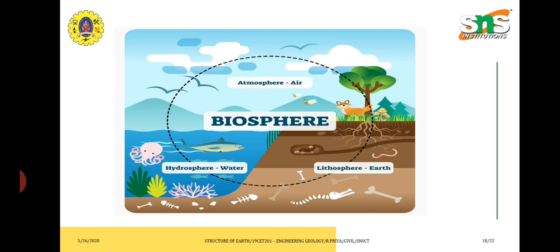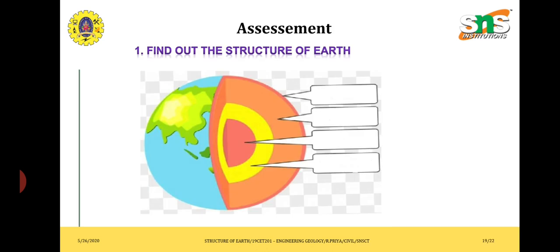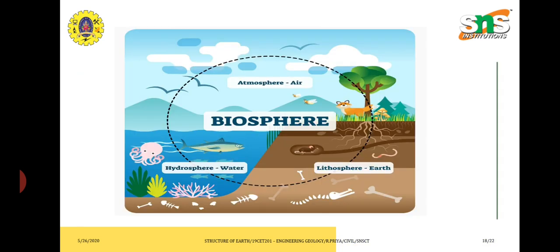The last sphere is the biosphere. The living organisms present on our earth are known as the biosphere. All the living organisms such as plants, animals and human beings make up the biosphere. These are all the various spheres that are present in our earth.